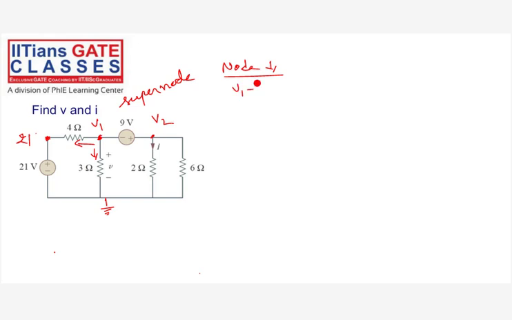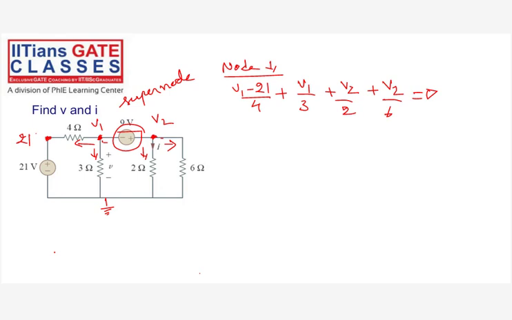So you'll get V1 by 4 plus V1 by 3 plus V2 by 2 plus V2 by 6 is equal to 21 by 4. So you will get an equation in terms of V1 and V2. This is equation 1. And for the other equation, I need to write the supernode equation.